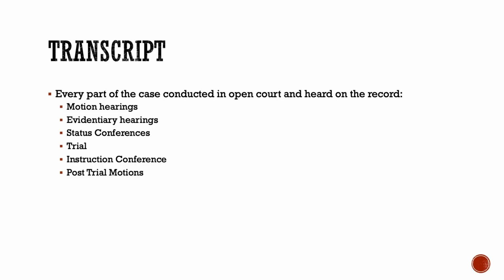And then post-trial motions. There will always be a motion for a new trial. There may be a motion for judgment non obstante verdicto, or JNOV, which basically is judgment notwithstanding the verdict. It says, okay, the jury gave them the verdict, but they shouldn't have because there wasn't enough evidence or for some other reason. So all of those kinds of motions are heard on the record, and they are transcribed and are available to be put into the transcript, depending on the rules in a particular court.